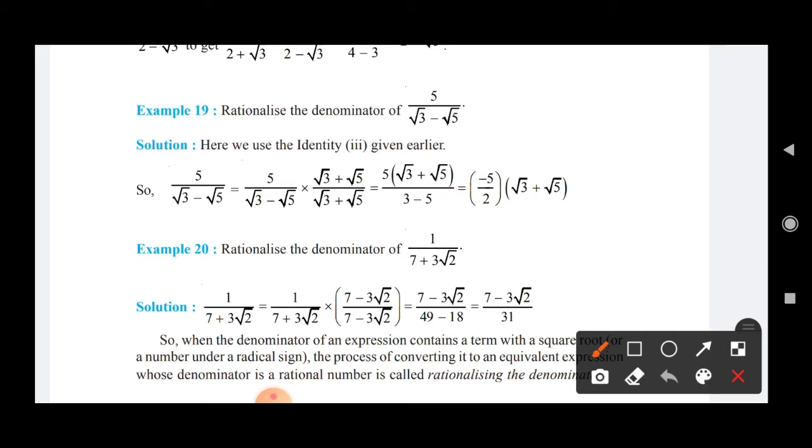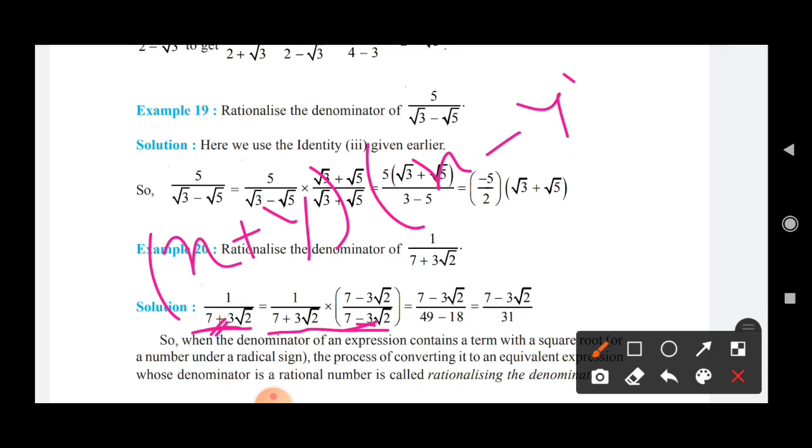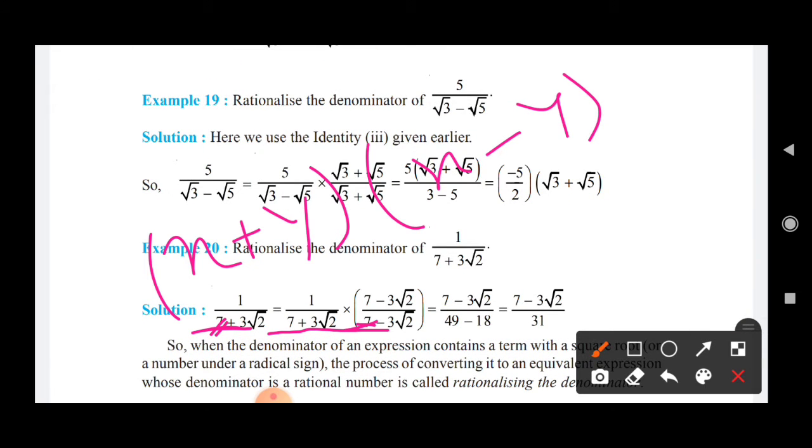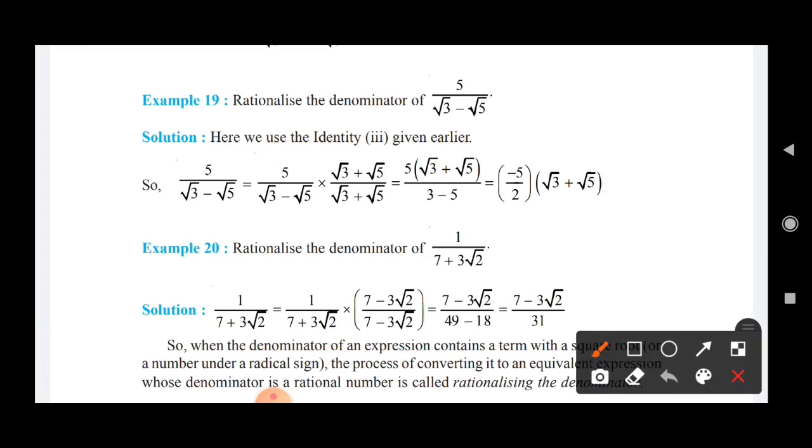You can see here 7 plus 3 root 2, and since there is a plus, you have to multiply this term with another term having a minus. Now this part is in the formula x plus y whole into x minus y, and as you know, this is equal to x square minus y square. So like this you can solve it.